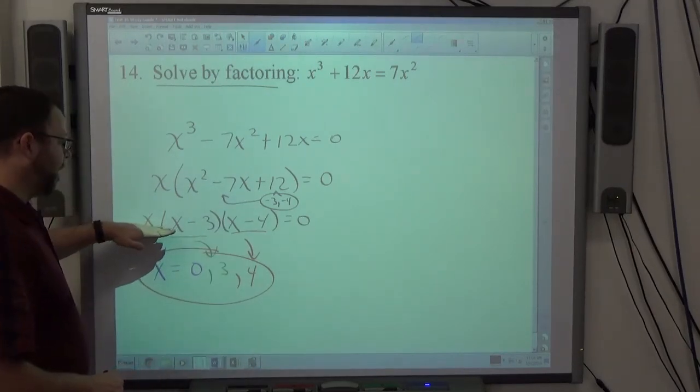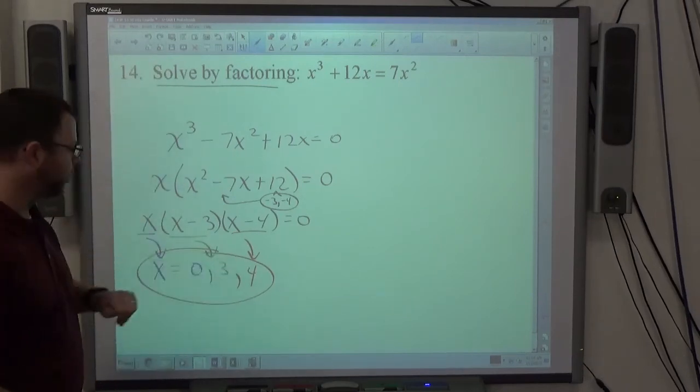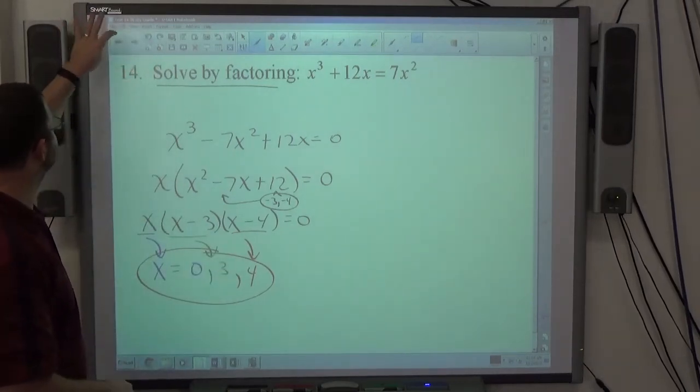A lot of you are leaving it in factored form but not getting the answer. So again, if it says solve, we're looking for x equals numbers for your final answer.